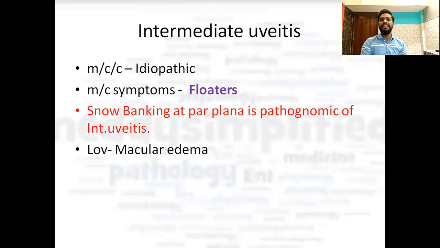Now talking about intermediate uveitis, the most common symptom of intermediate uveitis is floaters, and the most common cause of intermediate uveitis, like the anterior uveitis, is idiopathic. The snow banking at the pars plana is the pathognomonic sign of intermediate uveitis, and the reason of loss of vision here also is macular edema, as it was in CRVO, that is central retinal vein occlusion.